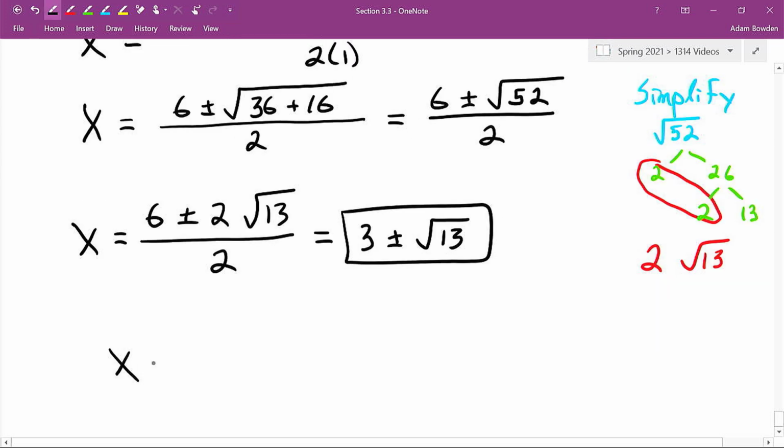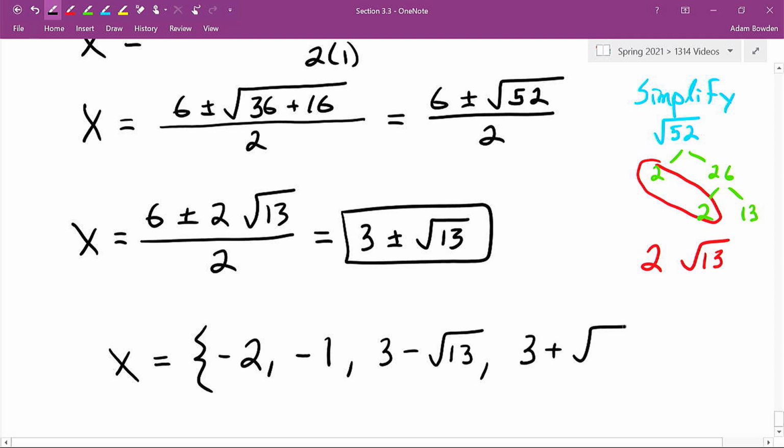So in the end, we solved and we got 4 different solutions: a -2 and a -1 checked out through synthetic division. And then through the quadratic formula, we got 3 minus square root of 13 and 3 plus square root of 13.